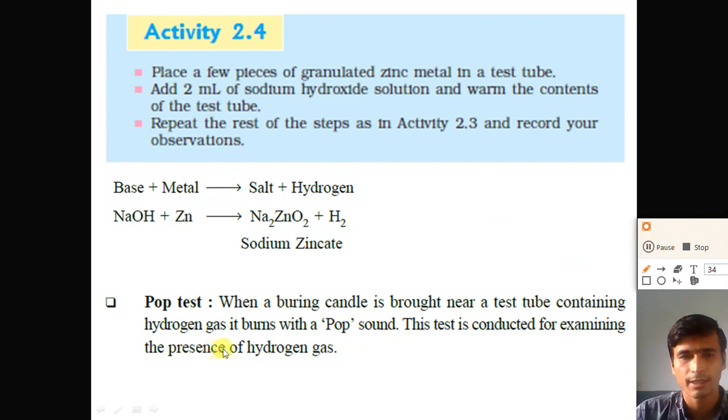So dear student, understand how acids and bases react with metals. Acids and bases react with a metal and produce a salt and hydrogen gas. And how can we examine the presence of hydrogen gas? With the help of the pop test. What is the pop test? When a burning candle is brought near a test tube containing hydrogen gas, the hydrogen gas burns with a pop sound, and this test is used to know the presence of hydrogen gas in the test tube.